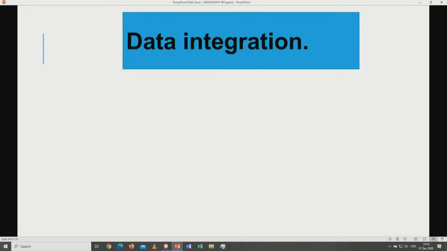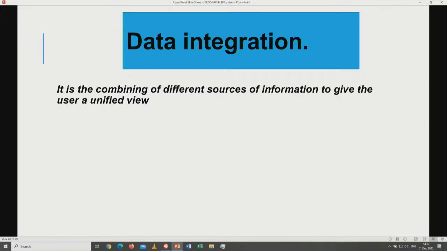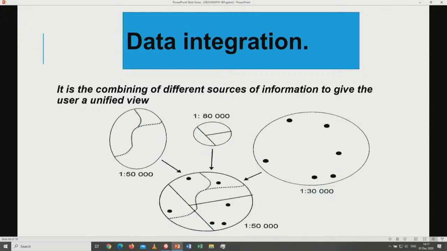Data integration. Now the difference between the two is that here we are combining different sources of information to give the user a unified view. What do you do by that? Look at this. You are combining maps. Let's say here we have a map, one is to 50,000, another map, one is to 80,000, another map, one is to 30,000. When you combine them together, you have a unified view and you put it in one map of one is to 50,000. You see, you have combined them.